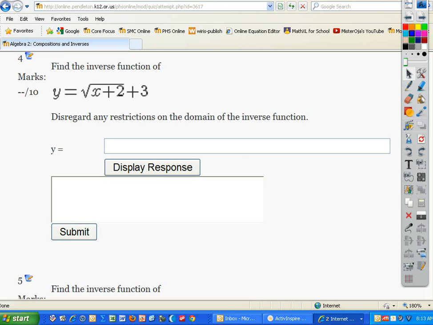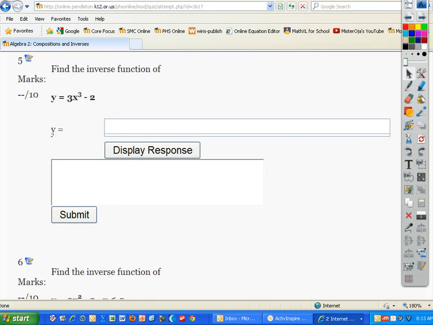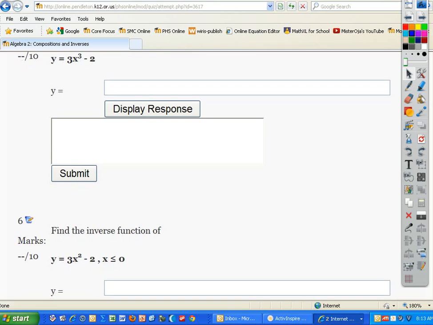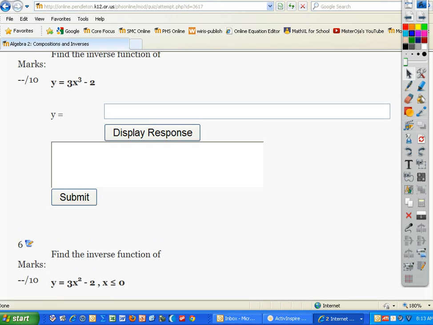Okay. What about, let's look at one of these kind down here. What if we had, let's look at this one real quick. Let me make this a little bigger so you can see it. We want to find the inverse of y equals 3x cubed minus 2.